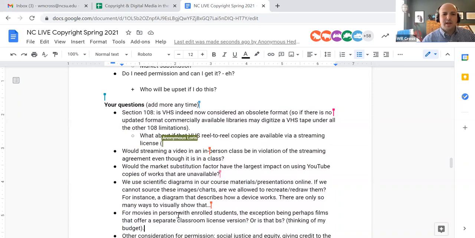So the question is, what if that VHS or reel-to-reel is available via streaming license? That's a great question. And the answer is the obsolete format does not give you the right to stream, but it does give you the right to do that format shifting that we talked about before. And then we can't afford it. Often those streaming services aren't permitted in the context of library sharing anyway, right? So that's a really good question. The answer is you can update it to a new format, but that sort of exists parallel to the streaming copy, if that makes sense. So the question isn't, is this film or TV show or whatever available in a format? It's whether the format that you have it in is obsolete or not.